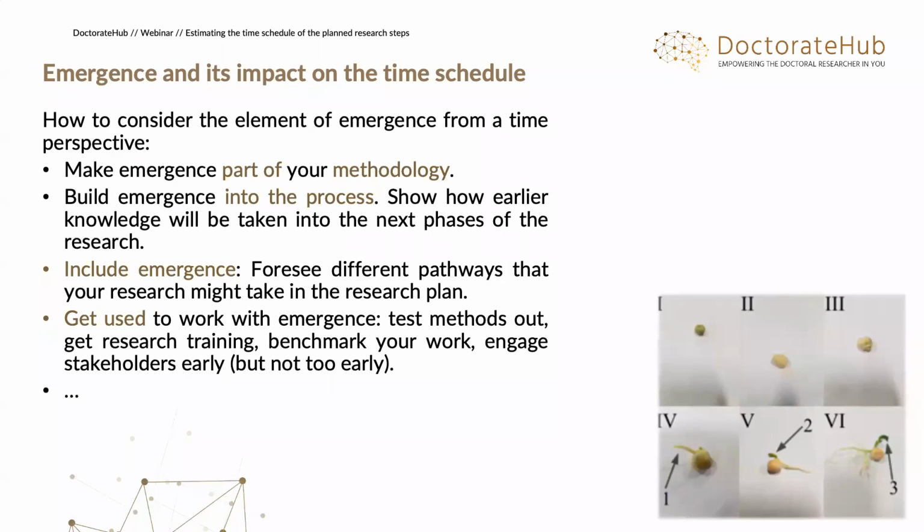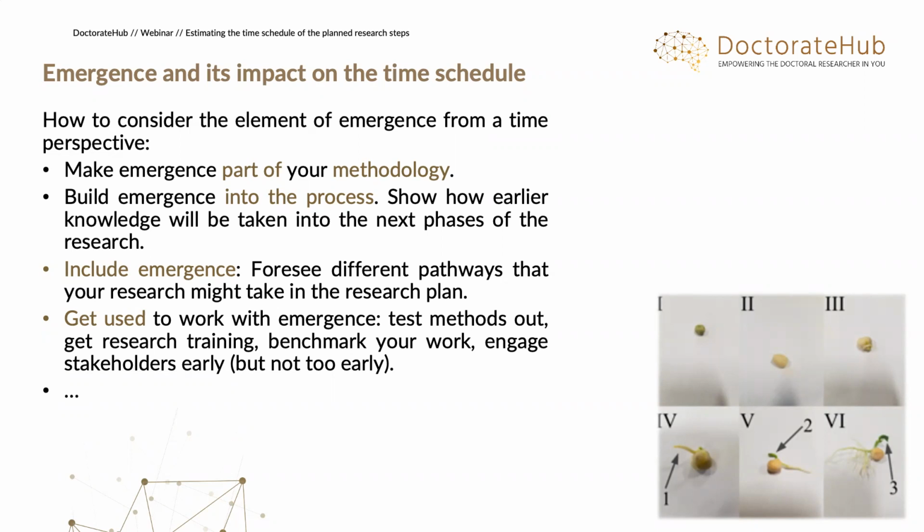How do you deal with emergence? Now, we talked already about research as emergent. You initially have a fair plan of what you will be doing, but the detailed knowledge you will only get the more you get into your research. Things will emerge. So you might want to make emergence already part of your methodology. You might want to foresee that. You might want to look into related studies and how they have progressed. Yeah, so you might want to build emergence into the process.